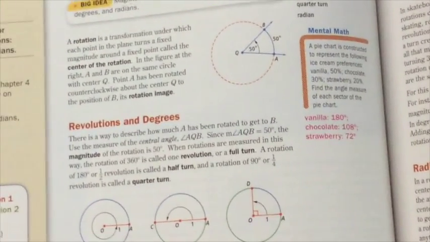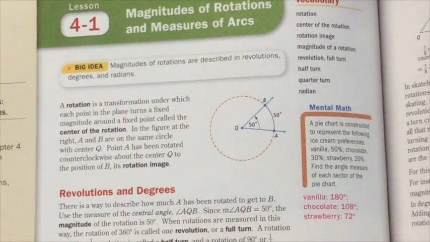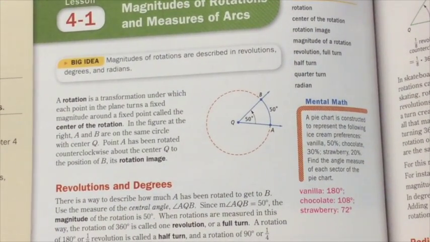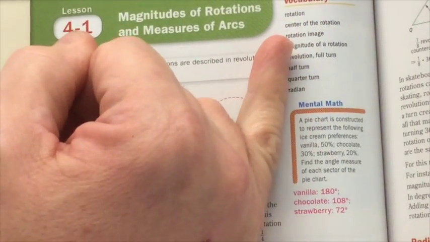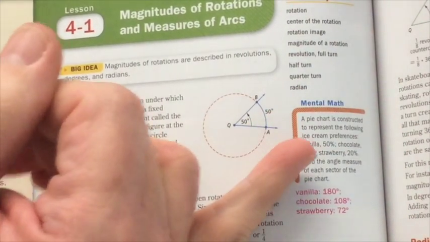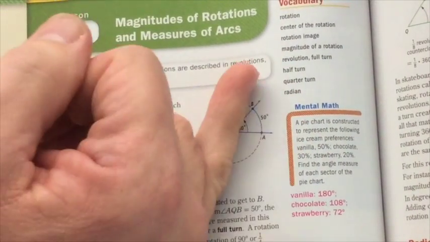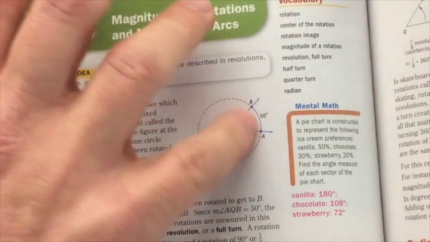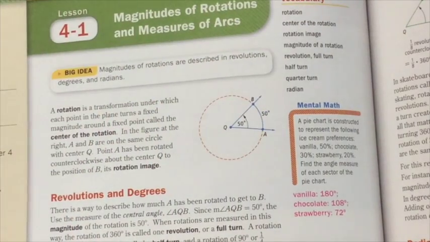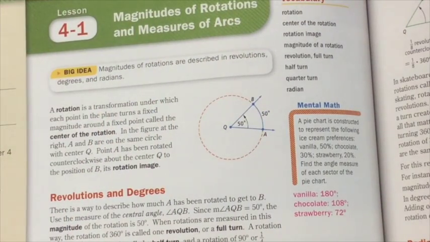Now, your book, chapter 4, right here, it basically tells the same story I just told you. Starting out here by saying magnitude of rotations are described in revolutions, degrees, and radians. What does that mean? It means how much you go around the circle. You can either say that's 5/36 of a full rotation, or you could say it's 50 degrees, or you could say it's so many radians. Three different ways to measure the same thing.